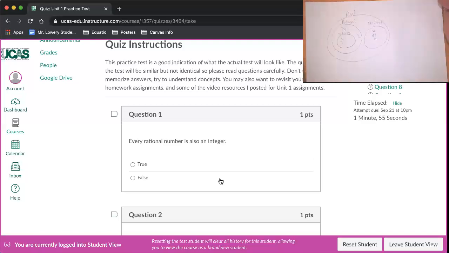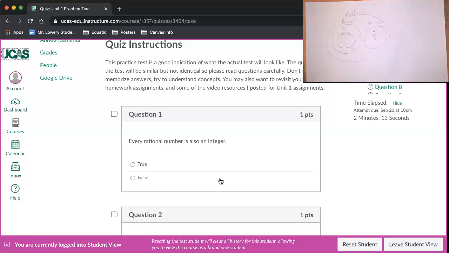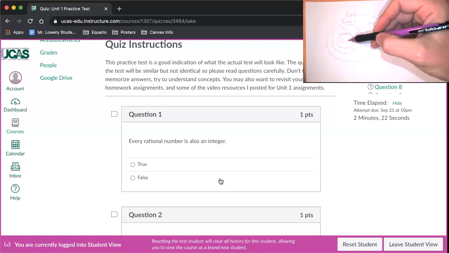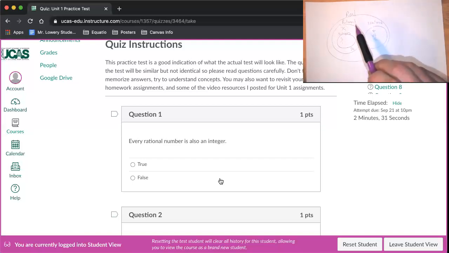Of course 3/4 is not an integer, and 1/2 is not an integer. So that's what's going on here. Every rational number is also an integer? That's false, because 1/2 is not an integer, and 3/4 is not an integer, and 7/9 is not an integer. So there are numbers that are rational but not integers. However, every integer will be rational, because 2, for example, is 2/1, and -5 is -5/1. So once again, every integer is a rational number, but not every rational number is an integer. So this is going to be false.